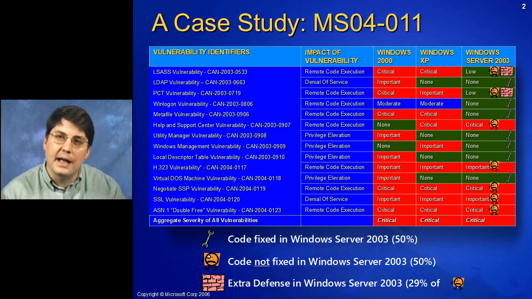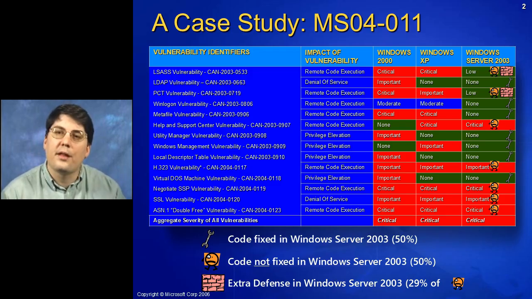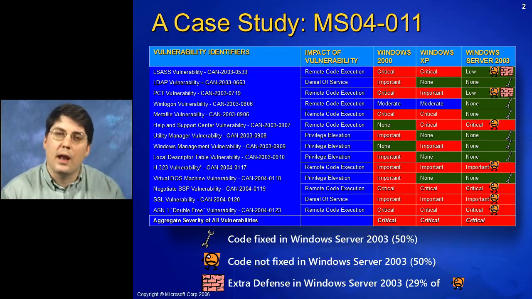Now, if you're a glass half full kind of person or a glass half empty kind of person, you might think, well, that still leaves half of the vulnerabilities unfixed. But for those vulnerabilities that weren't fixed by Windows Server 2003, for about a third of them, we were able to add extra defenses. We turned things off. We put additional defenses in place. We were able to reduce the opportunity of an attacker to actually carry out an attack. And at the end of the day, it is that pragmatic benefit that really matters to customers and to the overall security of your systems.